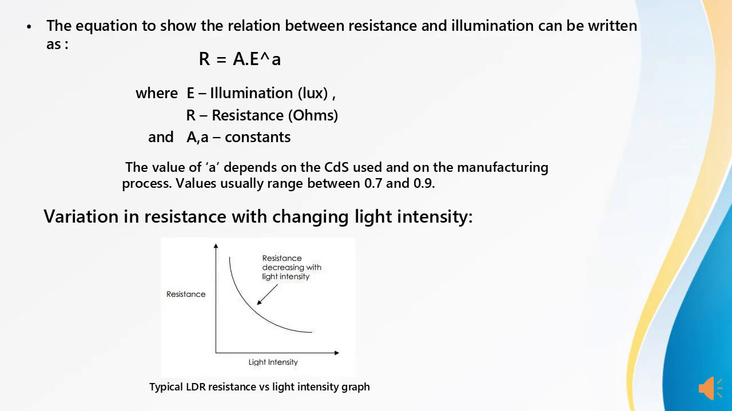The equation to show the relation between resistance and illumination can be written as R is equal to A times E to the power a, where E is the illumination, R is the resistance, and A and small a are constants. The value of a depends on the CdS used and on the manufacturing process. Values usually range between 0.7 and 0.9. Variation in resistance with changing light intensity can be shown in a graph as below.